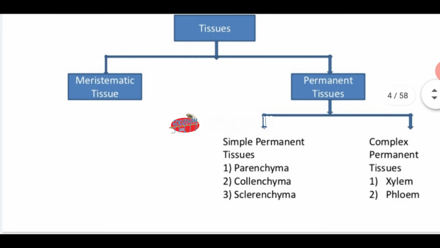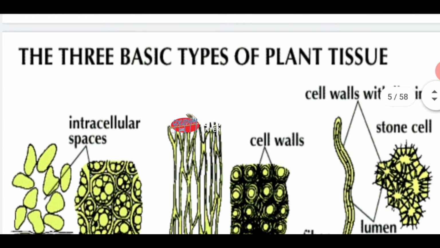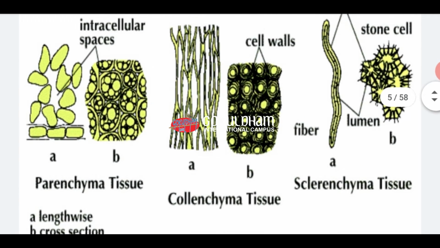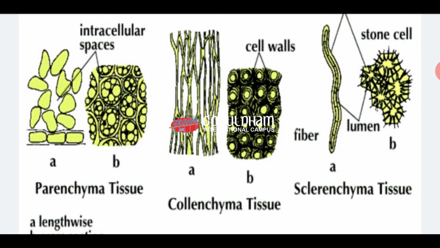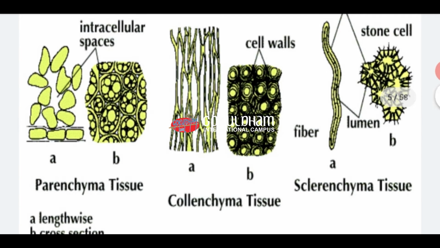In simple permanent tissue there are three different types of tissue: first is parenchyma, then collenchyma and sclerenchyma. And in complex permanent tissue there are two different types of tissue: first is xylem and second is phloem. The three basic types of simple permanent plant tissue are parenchyma, collenchyma and sclerenchyma. So let us see the function and characteristics of this simple permanent tissue.